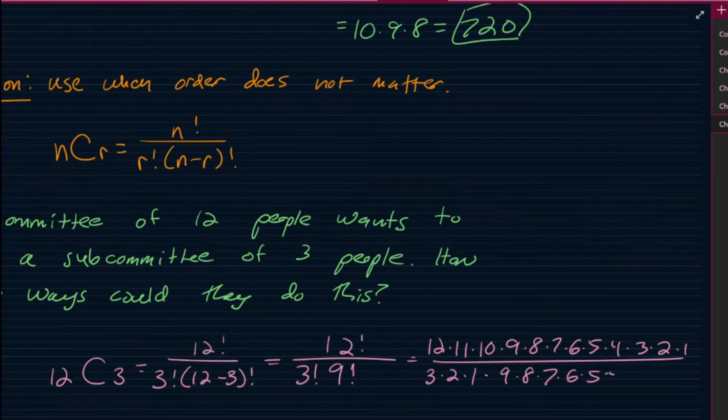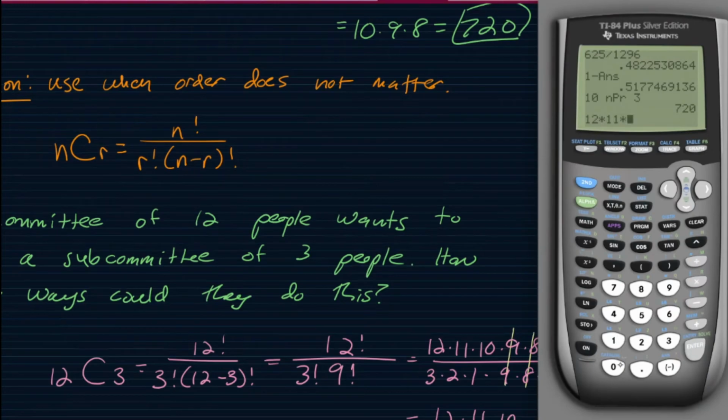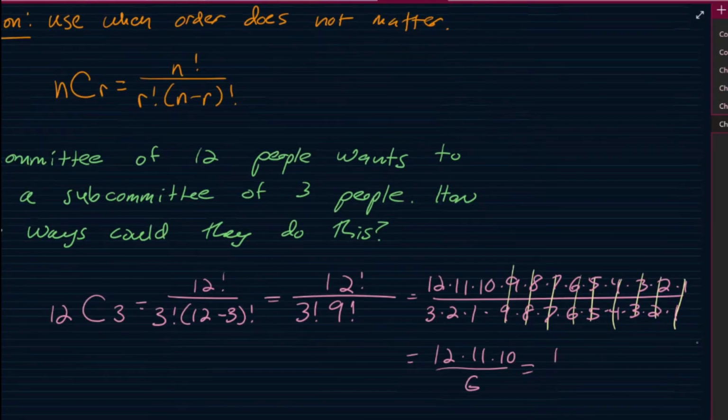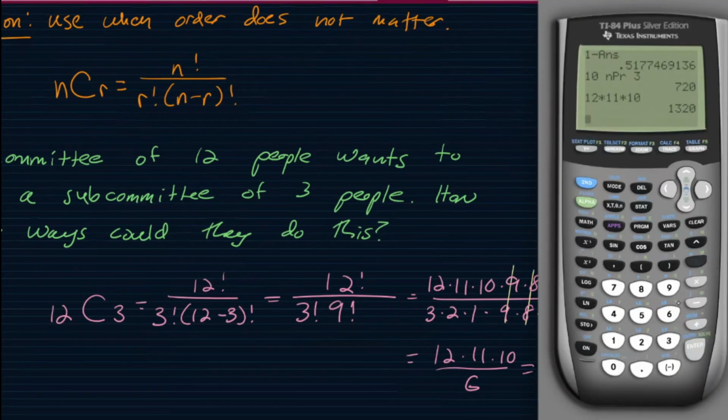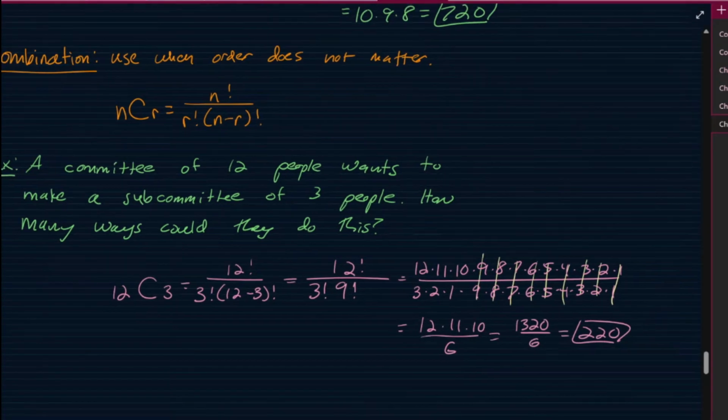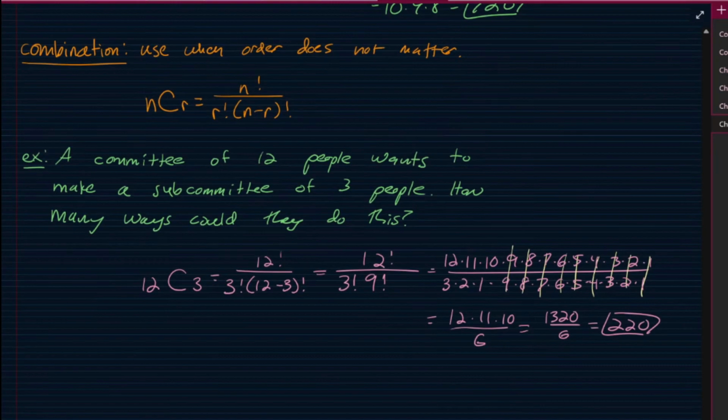Again, there's a bunch of cancellation. 9 all the way down to get us 12 times 11 times 10 over 3 times 2 times 1, which is 6. What's 12 times 11 times 10? 1320. 1320 divided by 6 is 220. And that would be the number of different subcommittees that they can make, where they've got 12 people to choose from, and the subcommittee is 3 people, and the order of them doesn't matter.